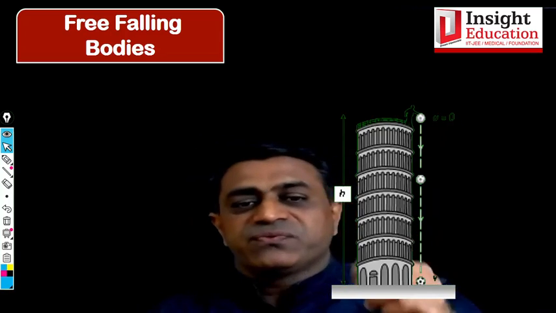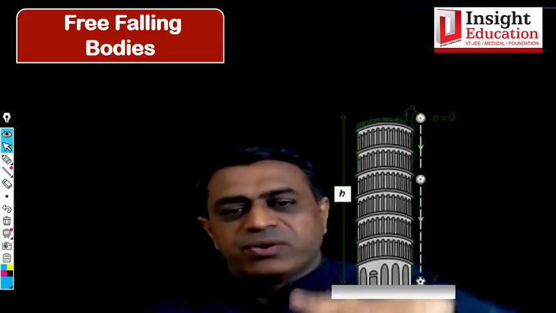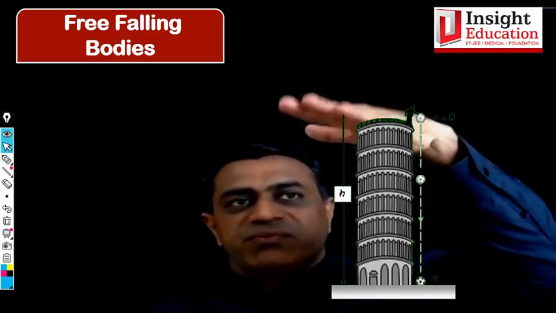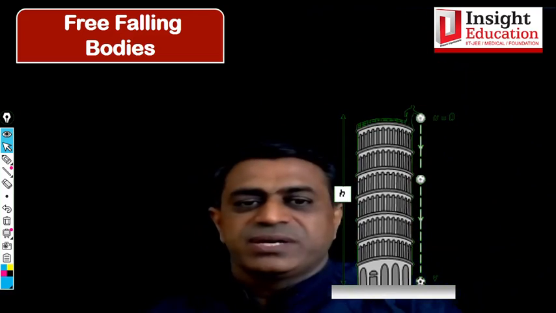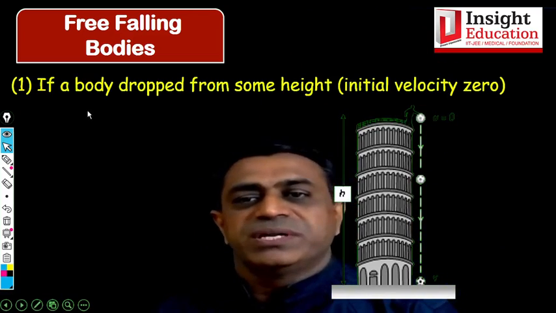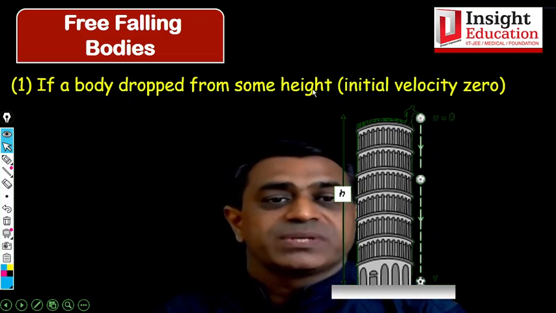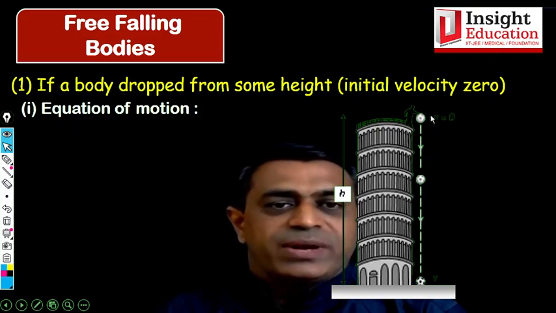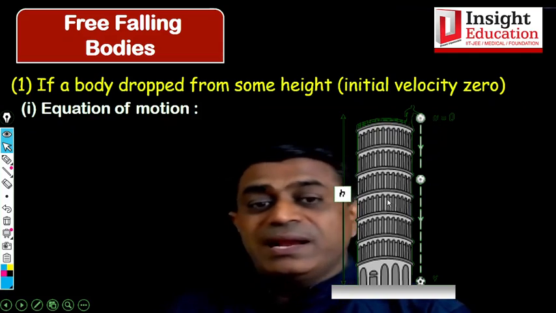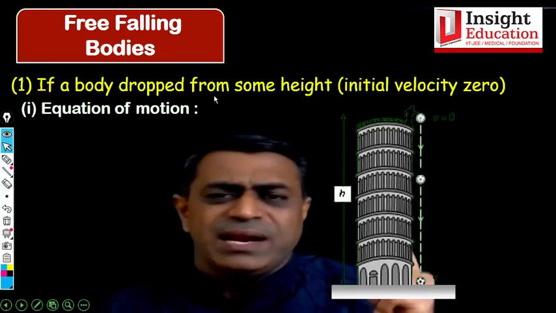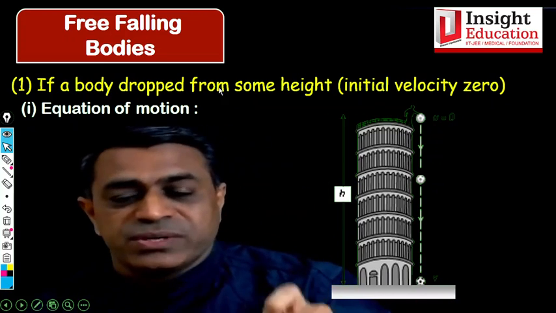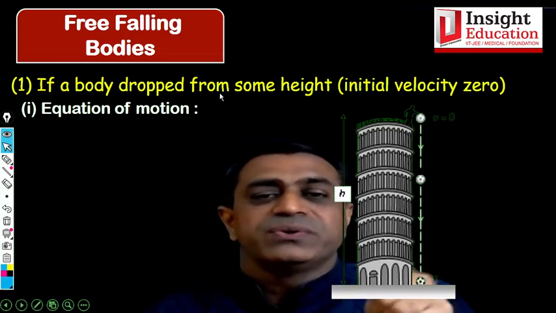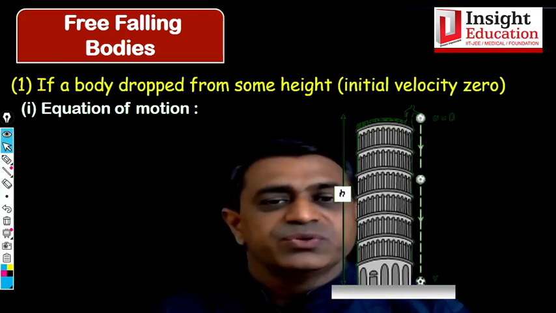Now consider the first case, motion in the downward direction. There are two cases: motion with initial velocity 0 and motion with initial velocity. First consider motion with initial velocity 0, where a body is dropped from some height, so the initial velocity u is equal to 0. The various relations we already used can be used again, just use g instead of a, and replace u by 0.